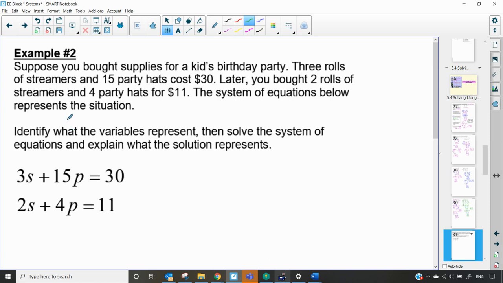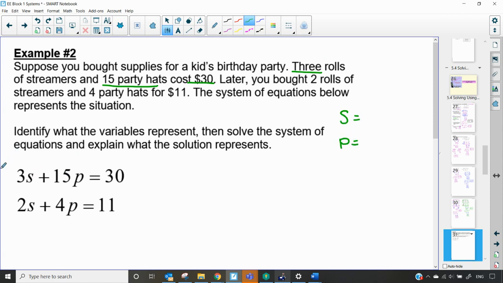So here's the scenario. It says, suppose that you bought supplies for a kid's birthday party. 3 rolls of streamers and 15 party hats cost $30. Later, you bought 2 rolls of streamers and 4 party hats for $11. The system of equations below represents the situation. I want you to identify what the variables represent and then solve the system of equations and explain what the solution represents. So if we look at our variables, we have an S and we have a P.